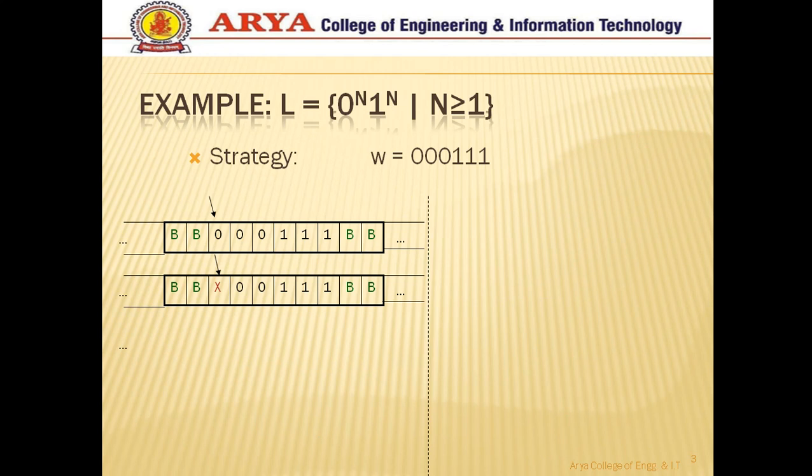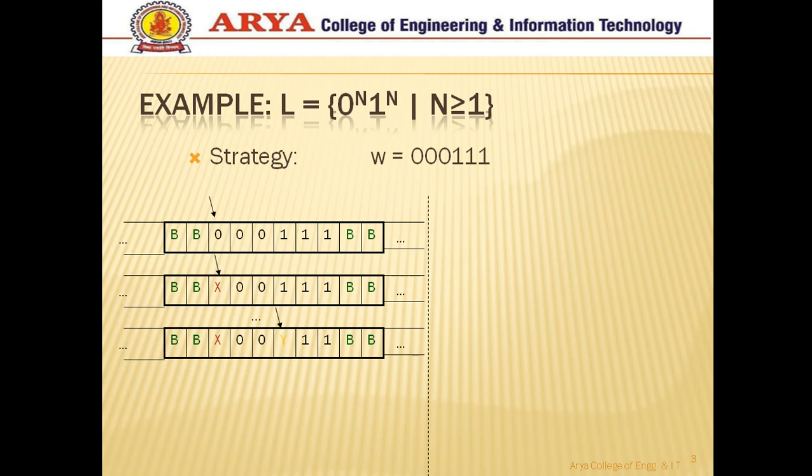On the right direction, again 0 is present. This 0 is replaced by 0 and we move in the right direction. Again 0 is present. This 0 is replaced by 0 and we move in the right direction. On the right direction, we can see 1 is present. This 1 is a different input value.